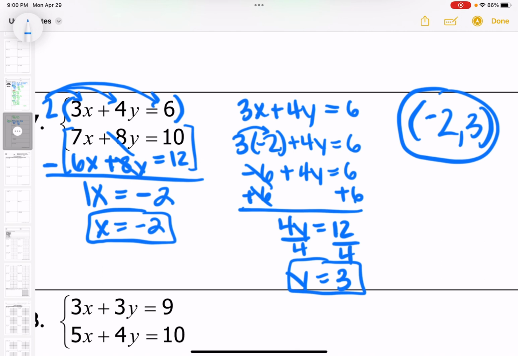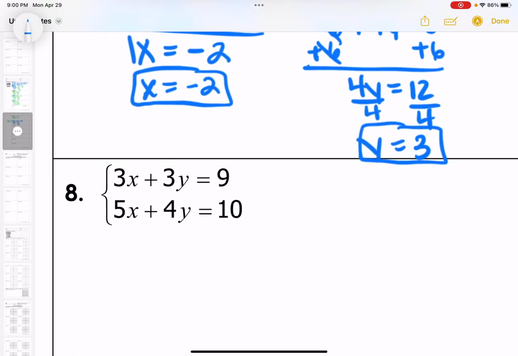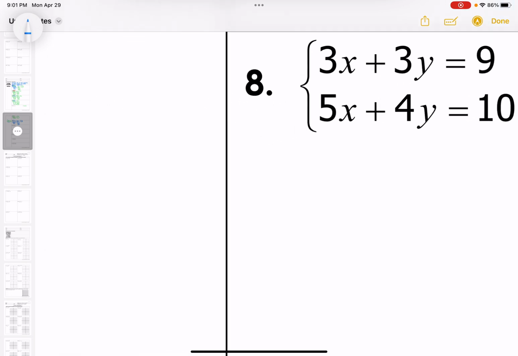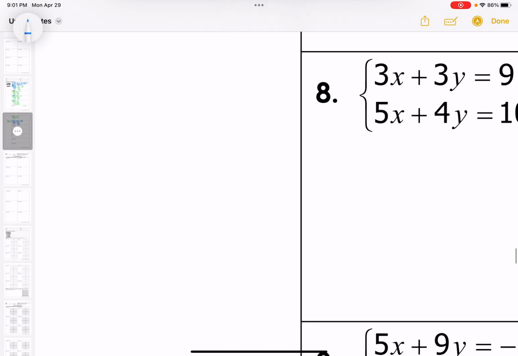All right, let's do another one so that it'll make a little bit more sense. All right, number 8, 3x plus 3y equals 9, 5x plus 4y equals 10. So we have to figure out if we want to eliminate x or if we want to eliminate y. So for this example, I'm going to eliminate x. So I have 3 and 5. So I'm going to list my multiples of 3 and 5 and then find the smallest number that they have in common.